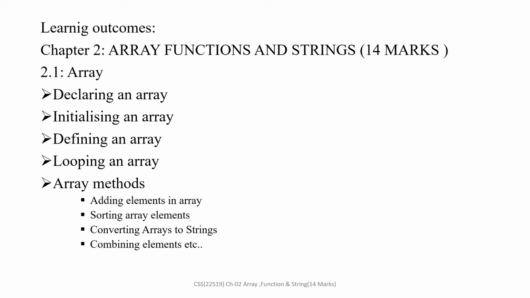Now we will see the learning outcomes. Today's video's learning outcomes are array, declaring an array, initializing an array, defining an array, looping an array. And there are the different methods used by array objects. The first topic of this chapter is array. We will learn about array declaring, array initializing, array defining and looping of an array. Then the different array methods like adding element in array, sorting, combining, etc.